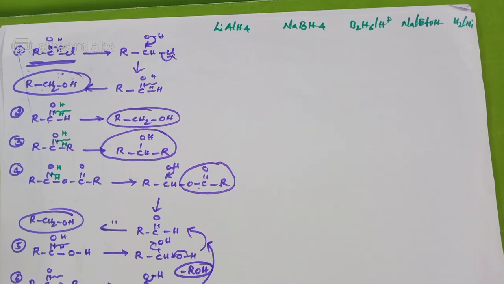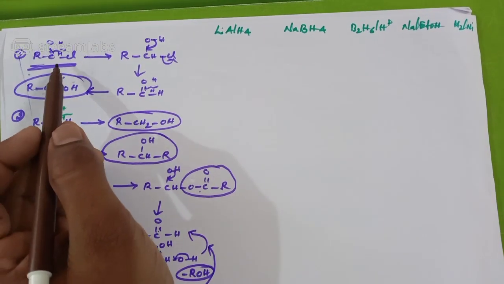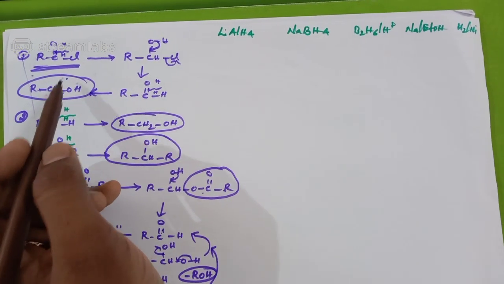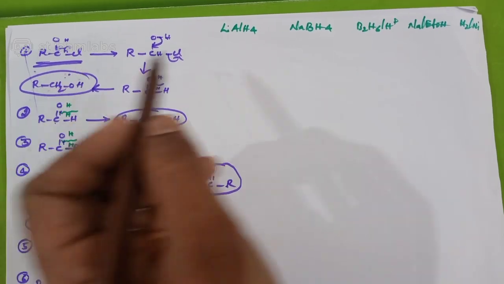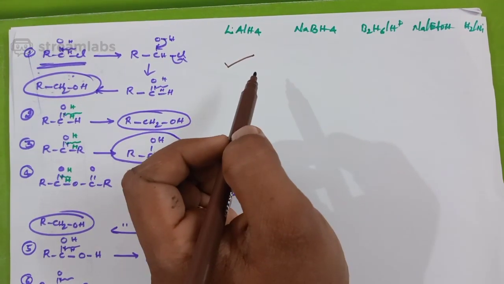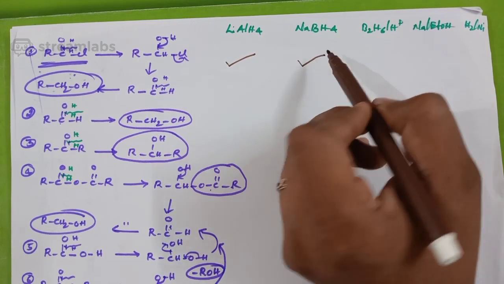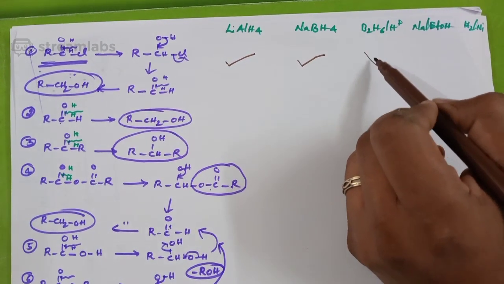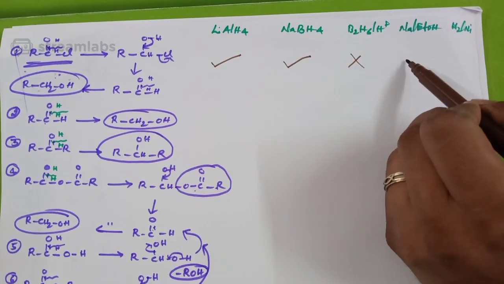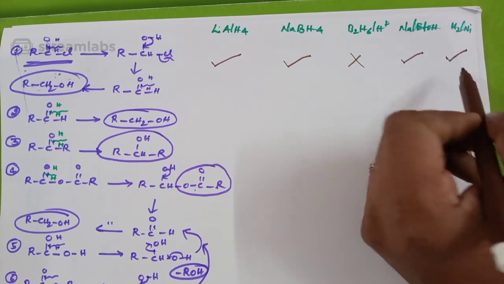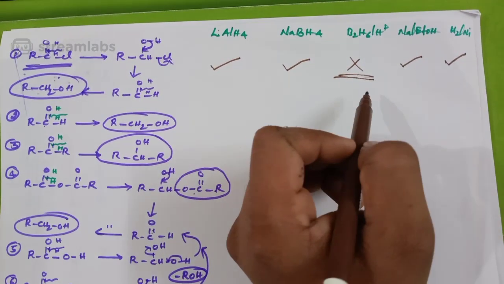the first case, alkyl halide gives alcohol. So this alkyl halide gives alcohol by LiAlH4. Lithium aluminum hydride can reduce, or sodium borohydride can reduce. B2H6 cannot reduce, and sodium with ethyl alcohol reduces, or H2 with nickel reduces. Why can't B2H6 with H+ reduce here?